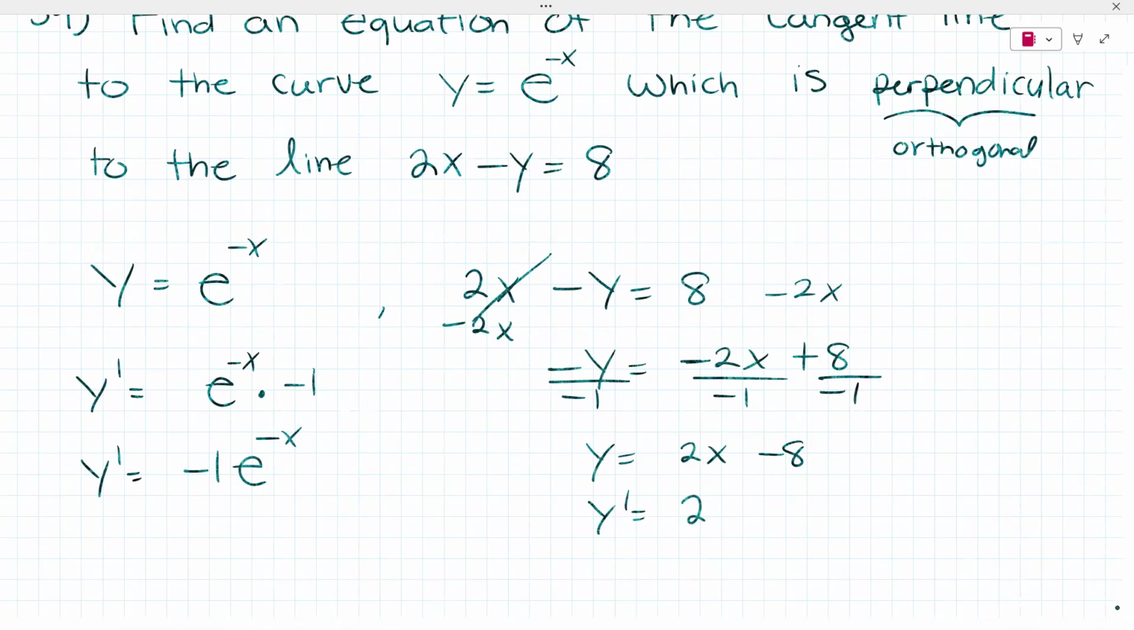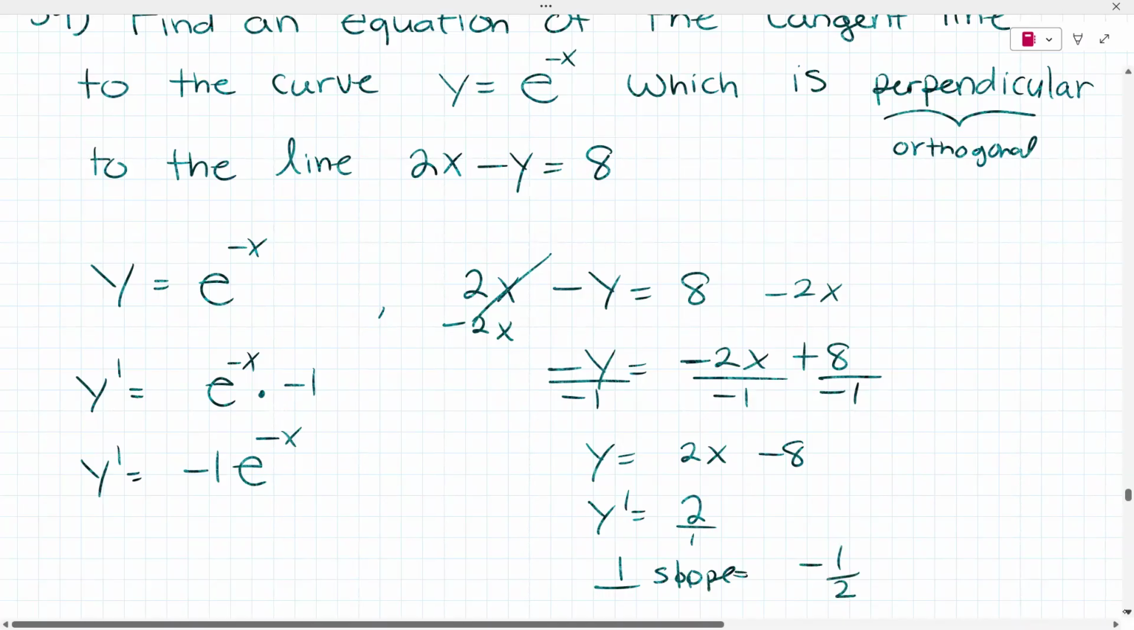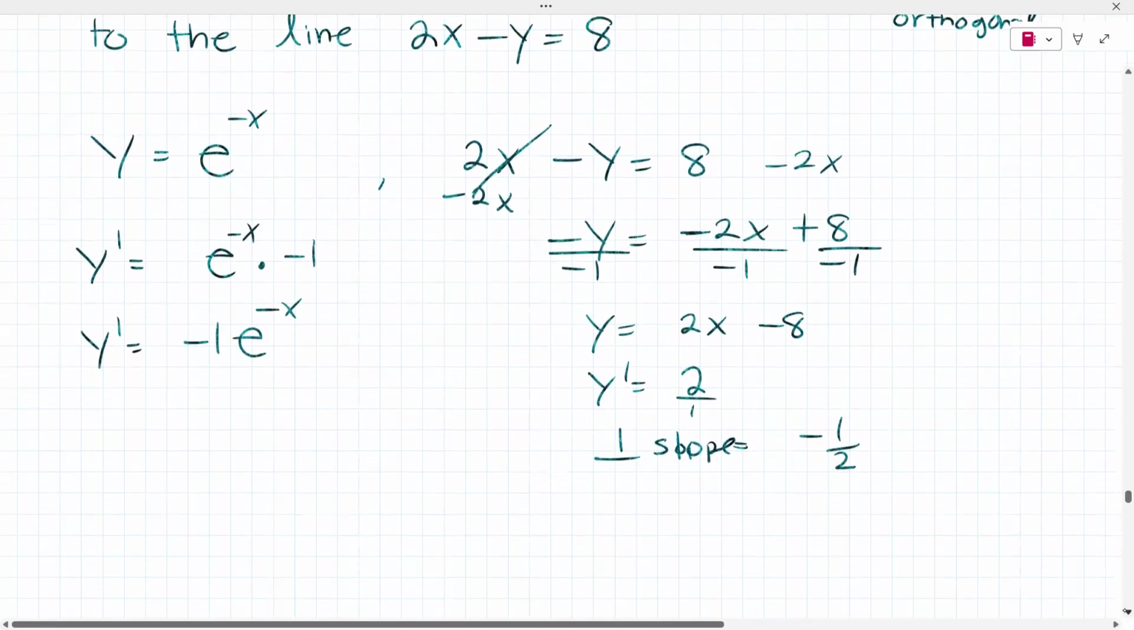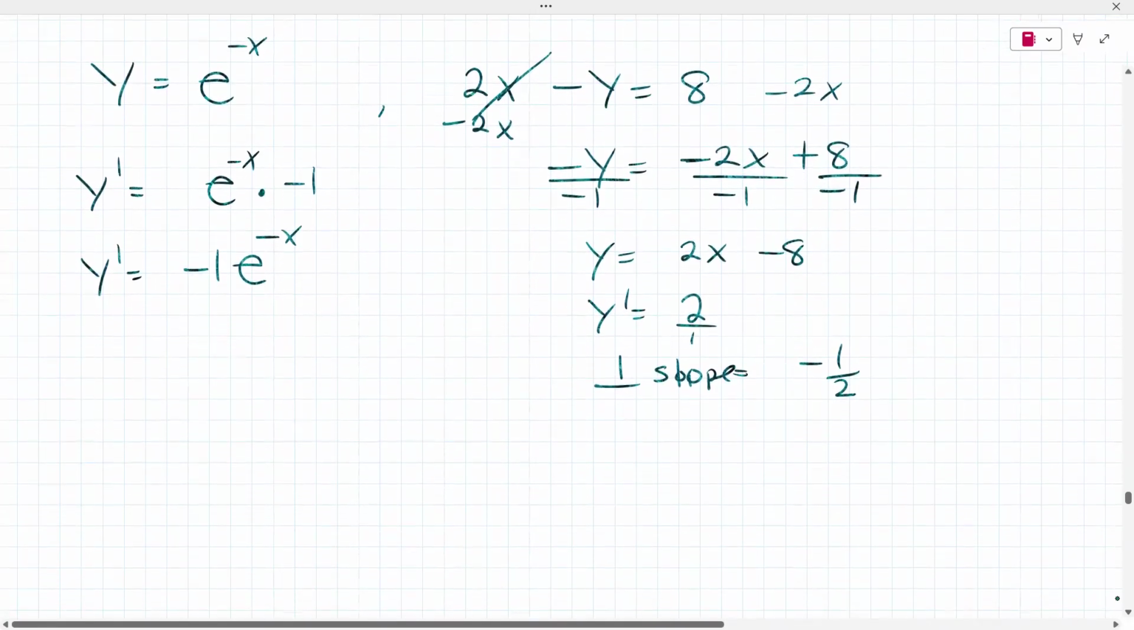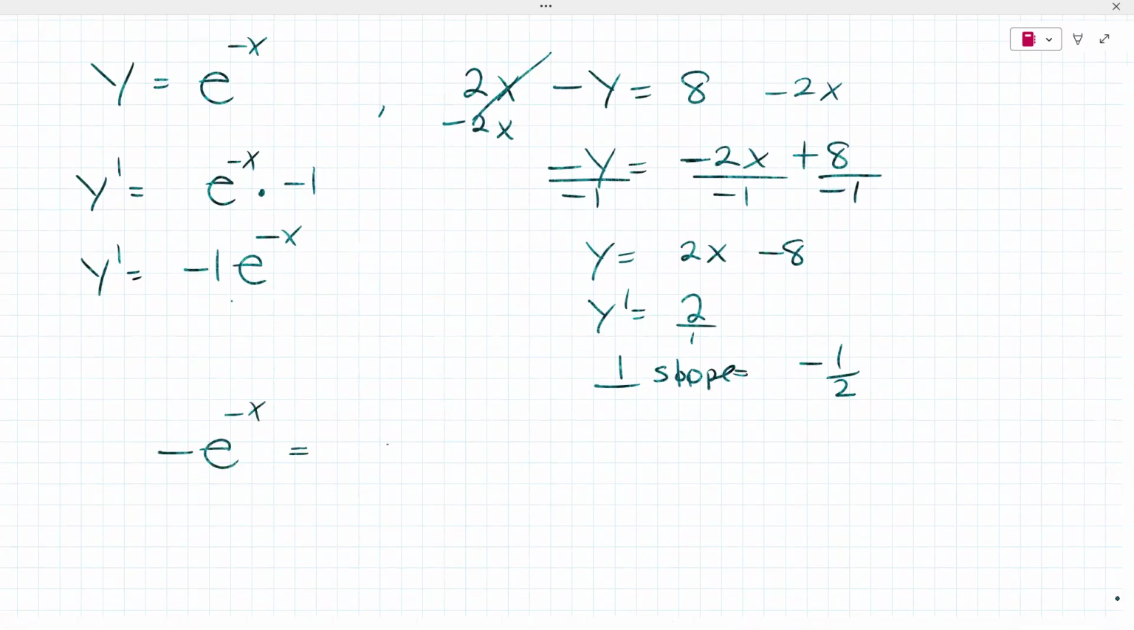So it has to be perpendicular to this slope. So what is the perpendicular slope? It's just the negative reciprocal of 2/1. So the negative reciprocal is -1/2. Okay. And then we set this to -1/2. So it's going to be negative e to the negative x equals -1/2.